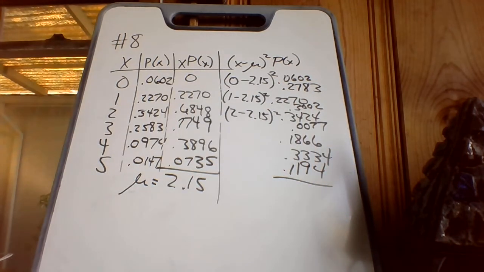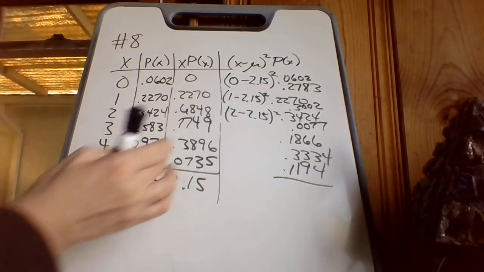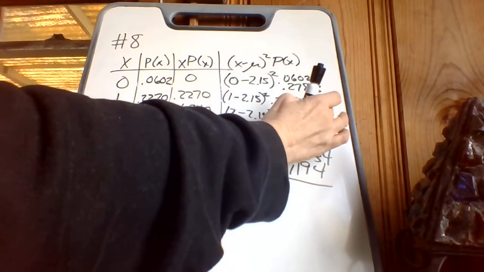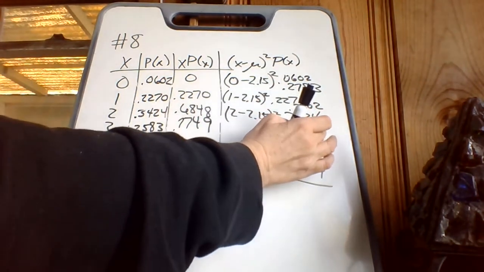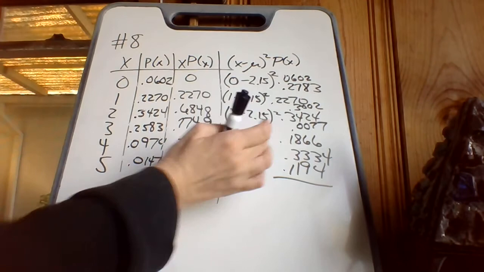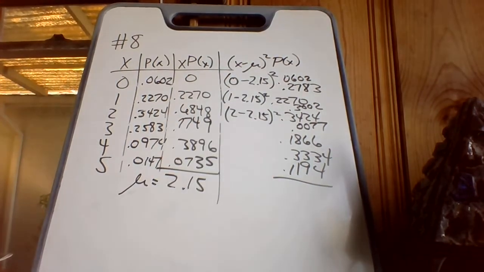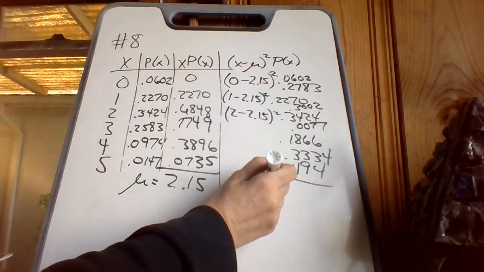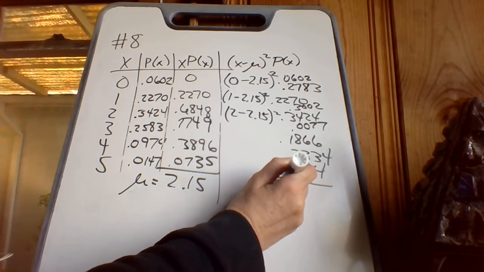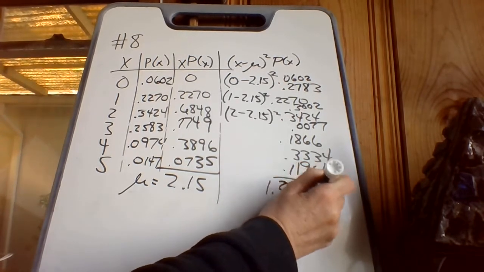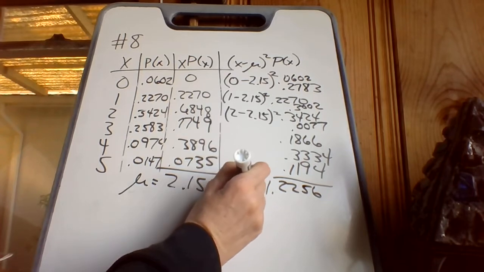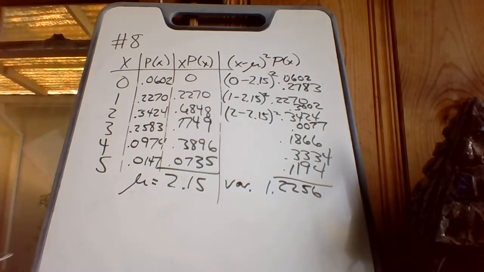Okay, so that's what I'm saying. If something goes wrong in this problem, it usually goes wrong in this half. You already got all these 5 points here, and there are just numbers flying everywhere here. 0.2783 plus 0.3002 plus 0.0077 plus 0.1866 plus 0.3334 plus 0.1194 is 1.2256, and that is the variance, which nobody asked for.